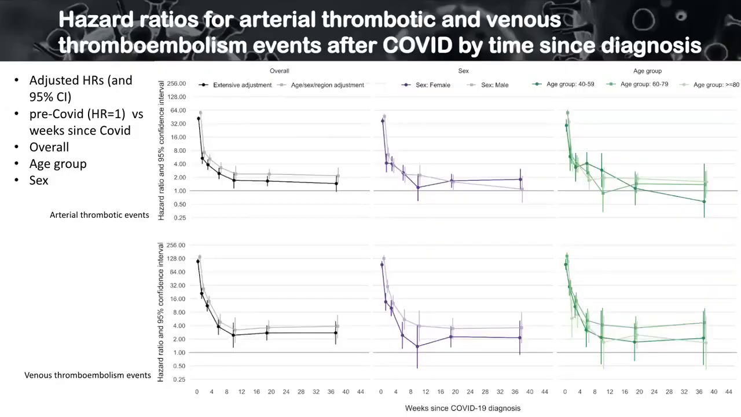So using harmonized data, we were able to produce the same results for the Welsh cohort. For example, here we see hazard ratios for combined arterial events in the upper plots, from left to right overall result, then stratified by sex and age group. And the lower plots show hazard ratios for combined venous events stratified in the same way as the arterial events. I think that's it from me. Thank you, and back to you, Sam.